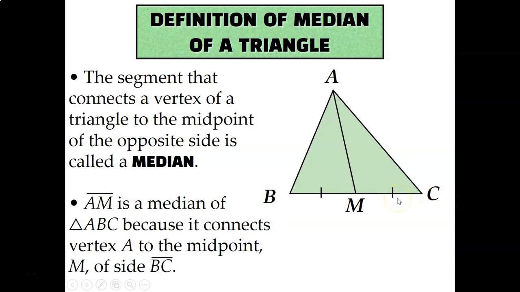Now you might be saying, well, hold on, I thought we already had a thing that connected midpoints of triangles. And we did. That was called a midsegment. We learned that a couple videos ago. But a midsegment connects two midpoints. So M is the midpoint of BC, and if we knew the midpoint of AB, we'll call it N. N to M would be a midsegment because it connects midpoints. A median connects one midpoint to the vertex on the opposite side of the triangle.